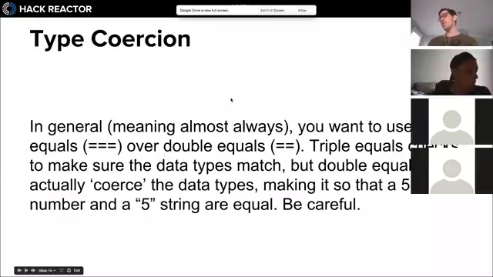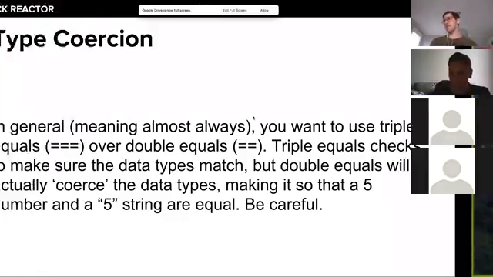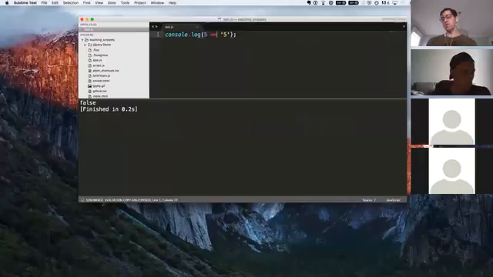In general, you want to use the triple equals. Almost always, unless you have a really good reason to use the double equals, you should default to using the triple equals. Triple equals checks to make sure that the data types match, but double equals will coerce the data types. When you use the double equals, your computer is saying, I think that when you stringify this 5, you actually mean to put a number 5 in there because those are really close, so I'm just going to go ahead and turn it into that number for you.